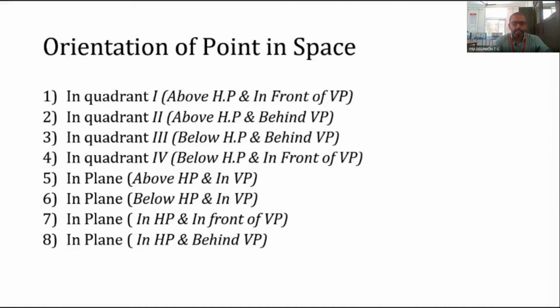Then there is a 9th condition, again an in-plane condition, but this time it is both in HP and in VP. This condition is when the point lies in the XY itself, or the line of intersection of HP and VP. The line of intersection of HP and VP is known as the XY line. So when the point is lying on that particular line, that is the ninth condition, that is, both in HP and in VP.